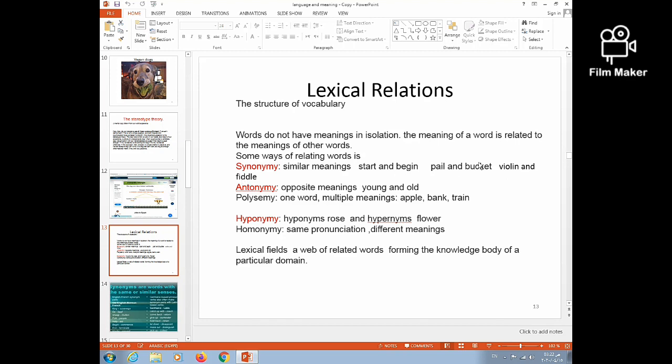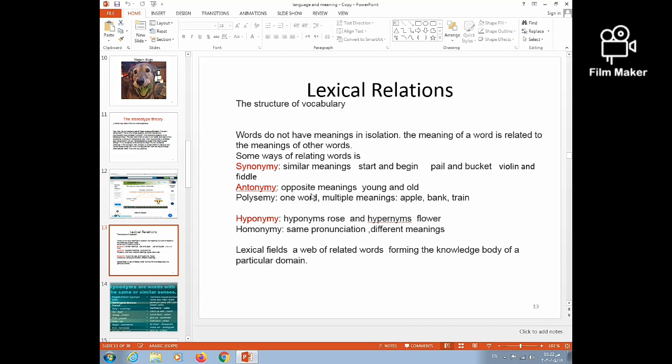We find also another example, violin and fiddle. They refer to the same musical instrument. But violin is played in orchestra, in opera, in places which are very prestigious. And fiddle is played in streets, by beggars, by people who are asking money from passersby. So violin is socially more prestigious than fiddle, although both words refer to the same instrument.